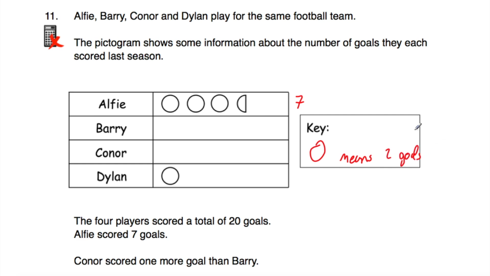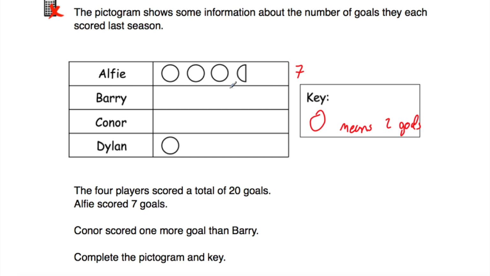And then we're told Connor scored one more goal than Barry. So Connor scored one more goal than Barry. And the question says complete the pictogram and key. Well, we've done the key. We've done that each circle represents 2 goals. Now we need to complete the pictogram. So we know that Alfie scored 7 goals because we're told that. So as you can see here, 2, 4, 6, 7.